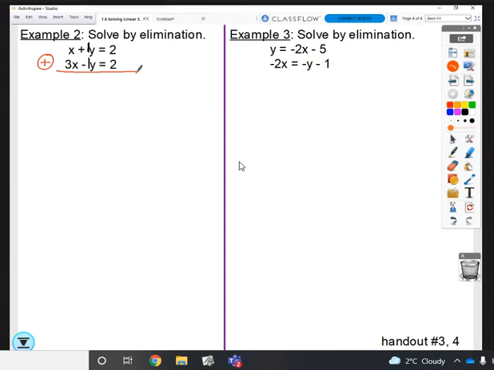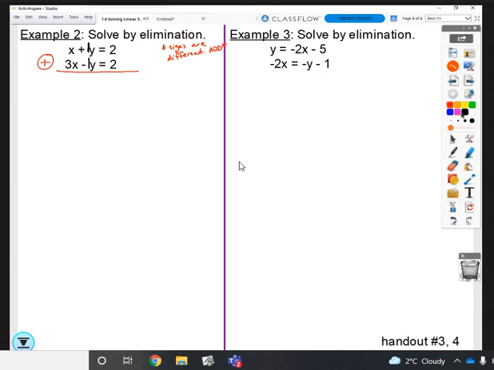We're adding, absolutely. Usually, when you're looking at the variable you're going to eliminate, like we knew we were going to eliminate y, when the signs are different, you add.